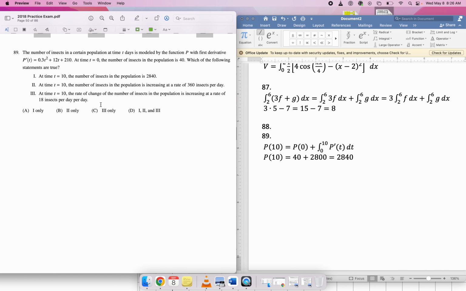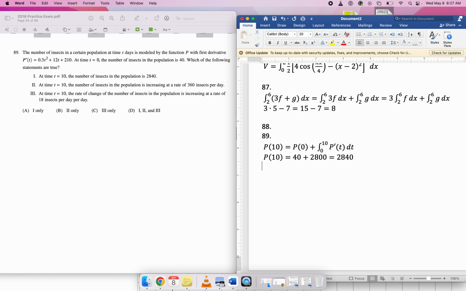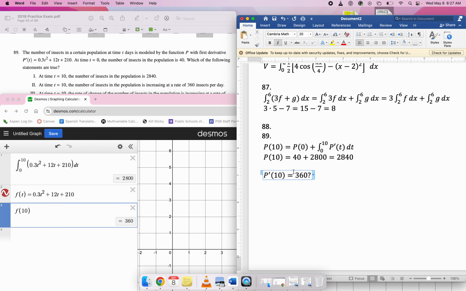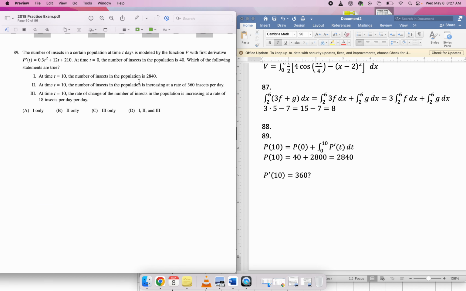Okay, so that narrows it down to either A or D. Let's look at statement 2. At time t equals 10, the number of insects in the population is increasing at a rate of 360 insects per day. That amounts to asking whether p prime of 10 is equal to 360. Well, let me see. So this is p prime. I'm just going to call it f of t. And what is, yeah. So that looks true. So it looks like B, statement 2 is also true.